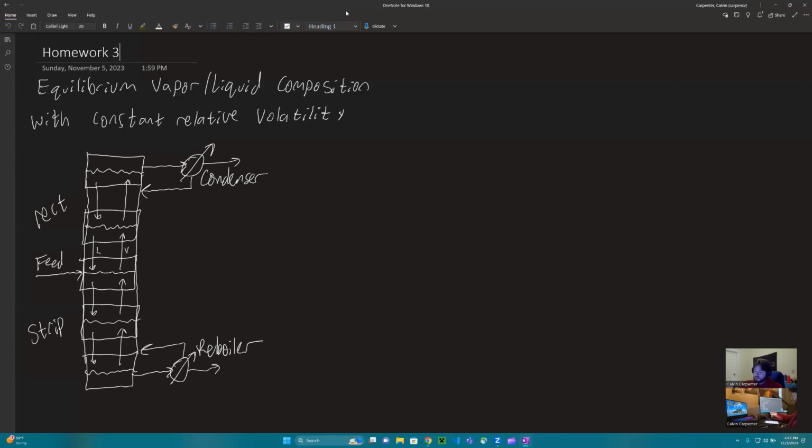And there's certain duties, usually in MMBTU, on each the reboiler and the condenser, to ensure some sort of purity within your product so you can get good separation. So in this line, you have your distillate. This line, you have your bottoms.